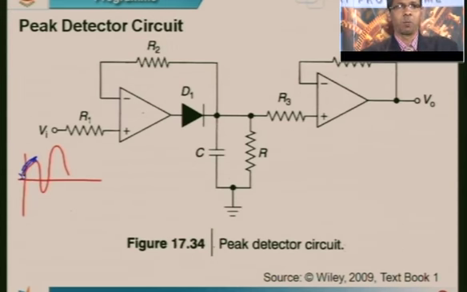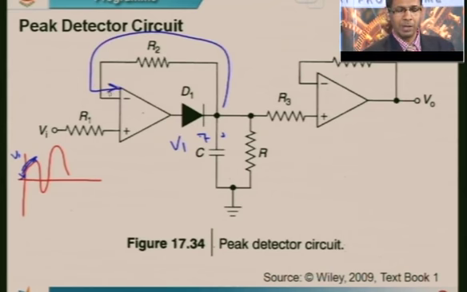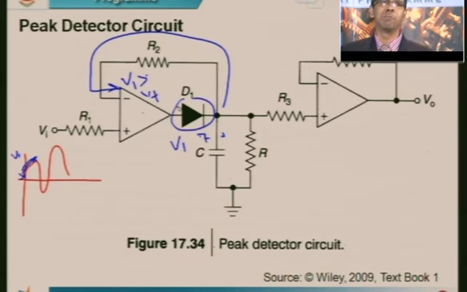The moment the capacitor charges to this point, the input goes below this point. But since the capacitor is charged to this voltage, I will call this peak voltage V1. After the capacitor charges to V1, the input falls below V1. The moment the input falls below V1, what happens? V1 is now greater than the input at the non-inverting terminal. So what happens to the output then? The output becomes minus. In the sense that this diode now becomes reverse biased.